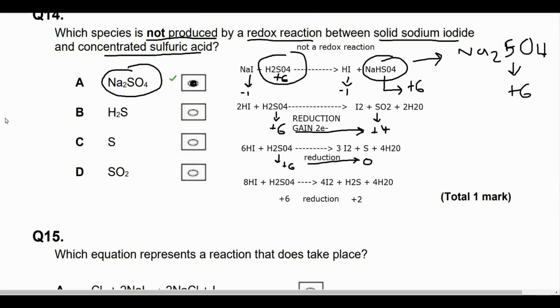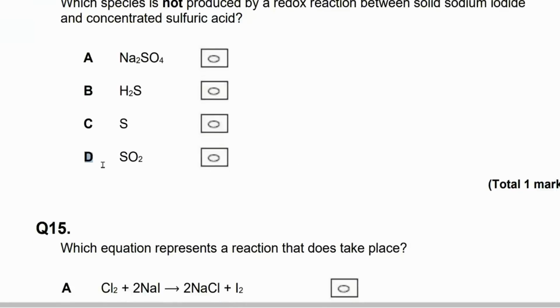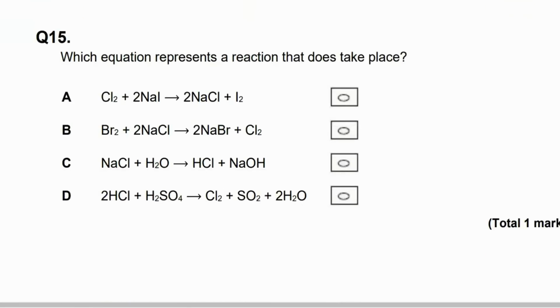Okay, let's move on to question 15. Which equation represents a reaction that does take place? Well, have a look here. Chlorine reacts with sodium iodide. Does it push out the iodine? Well, we know that chlorine is more reactive than iodine because it's higher up the group, and therefore it can displace the iodine from sodium iodide. So yes, this first reaction takes place, and that's your answer. No need to bother looking at the others.